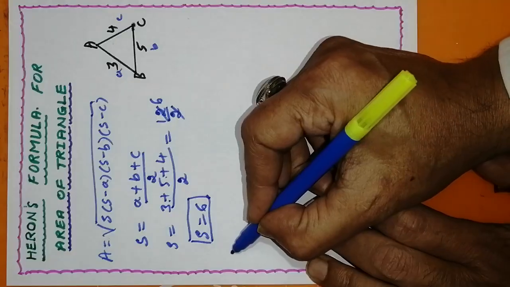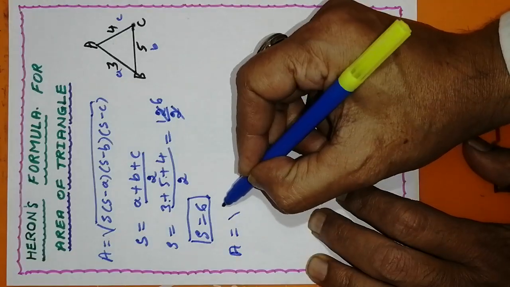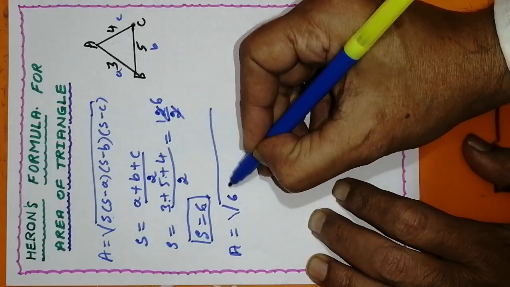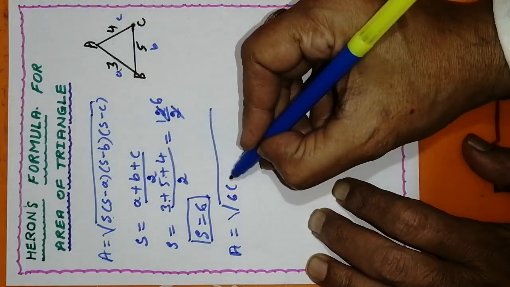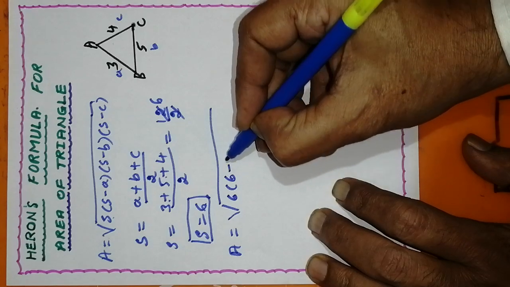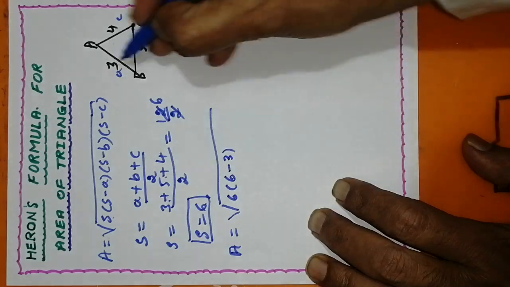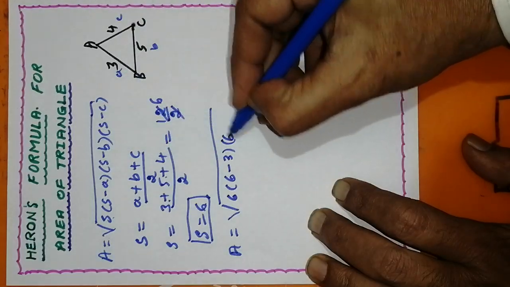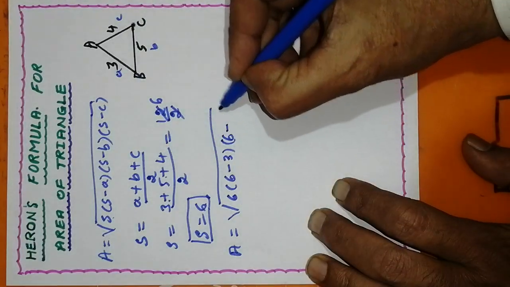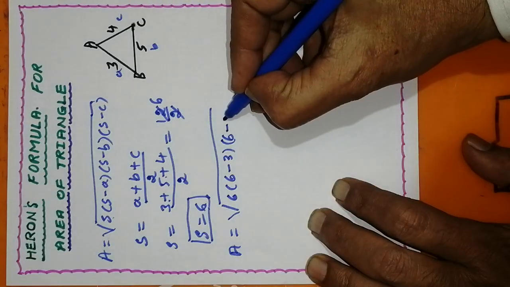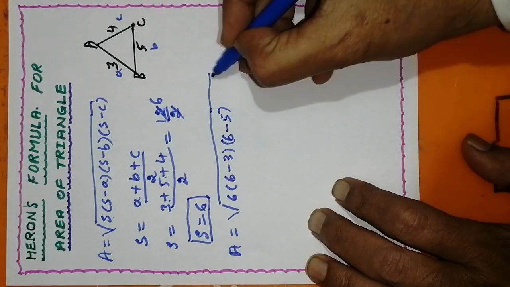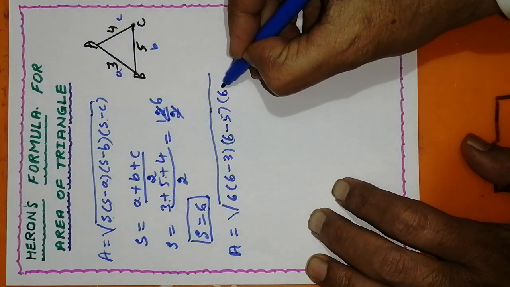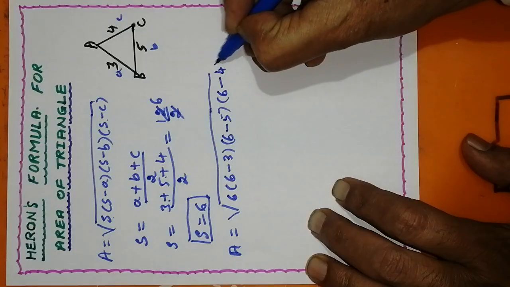Now, area of triangle A is equal to the square root of S, where S is 6, into S minus A: S is 6 minus A, A is 3. And S minus B: S is 6 minus B, B is 4. And S minus C: S is 6 minus C, C is 5.